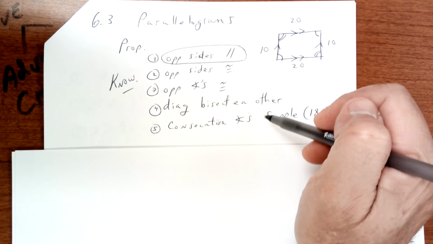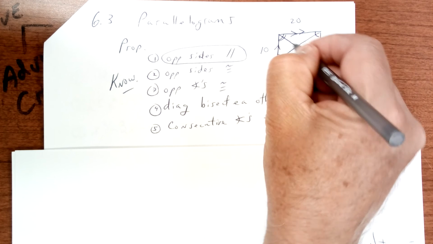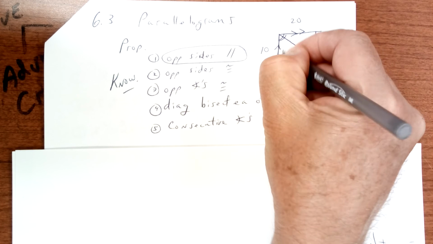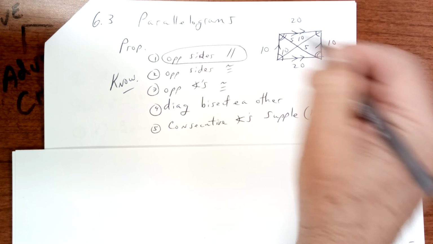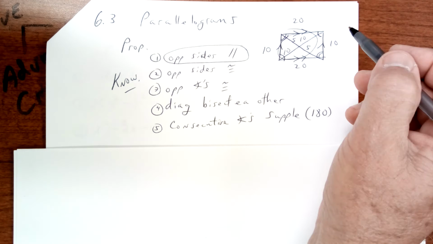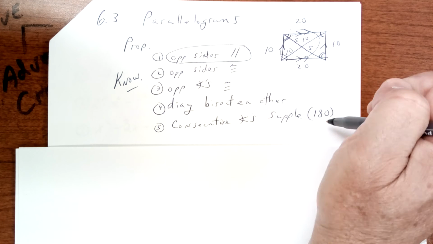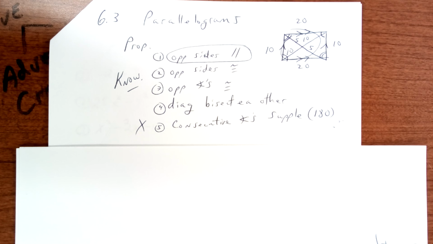Diagonals bisect each other. So this diagonal would cut this one in half. So this piece would be equal to this piece, and that piece would be equal to that piece. If it's a rectangle, all of these would be 10, not 10 and 5. And consecutive angles are supplementary. Okay, so on this one, consecutive angles are, in fact, supplementary, not for a trapezoid.